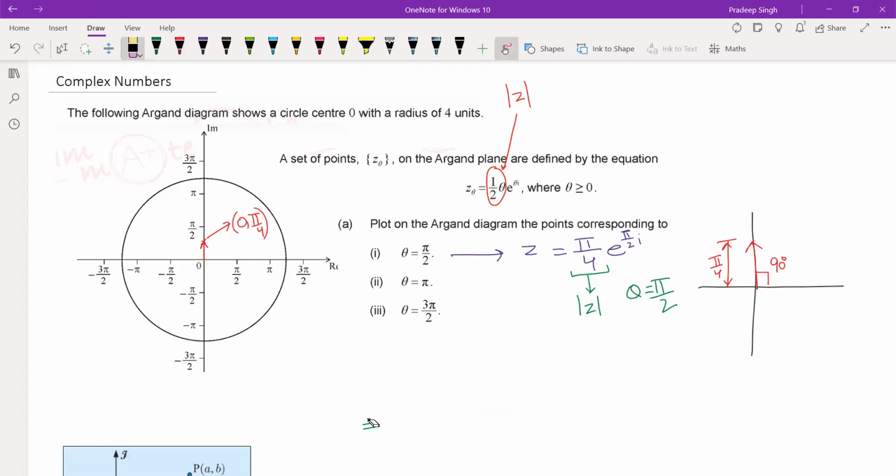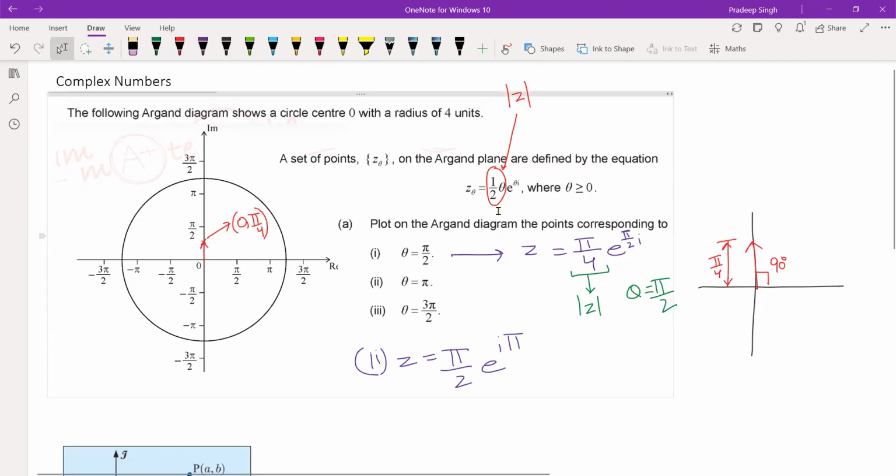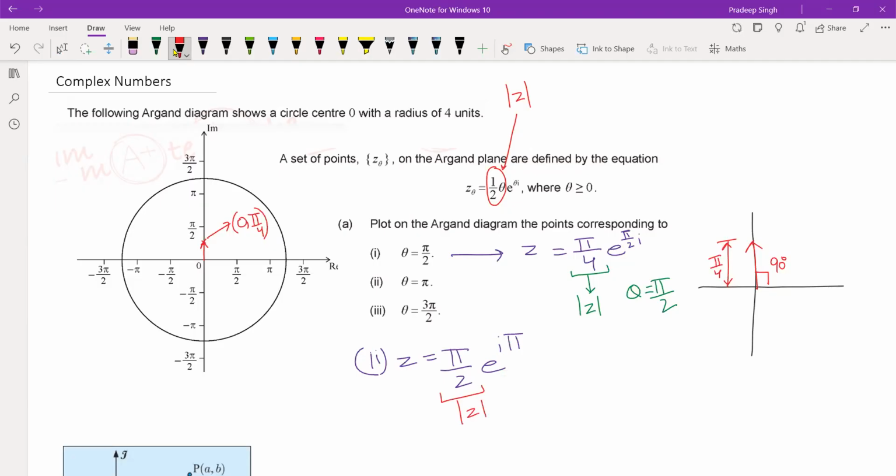All right, so when theta is equal to pi, apply the same equation as given. So Z in the second case will be pi by 2 into e to the power I pi. All we have done is put theta is equal to pi in the given equation, and then compare it with the standard Euler's form. So pi by 2 will be the mod z, which is the length of that complex number, and the argument in this case will be pi.